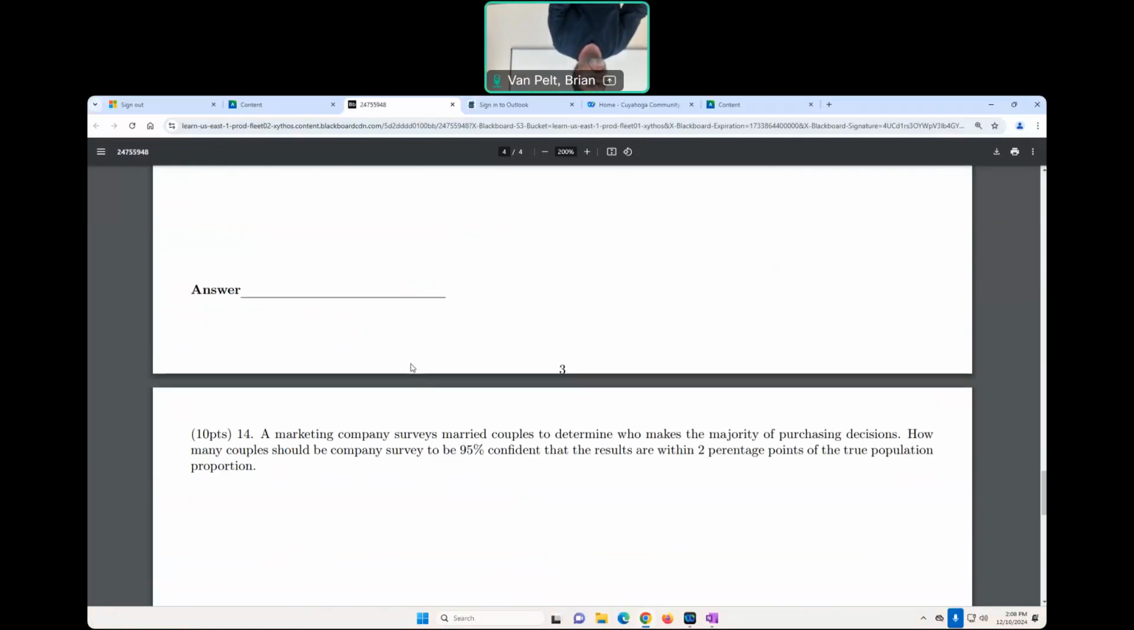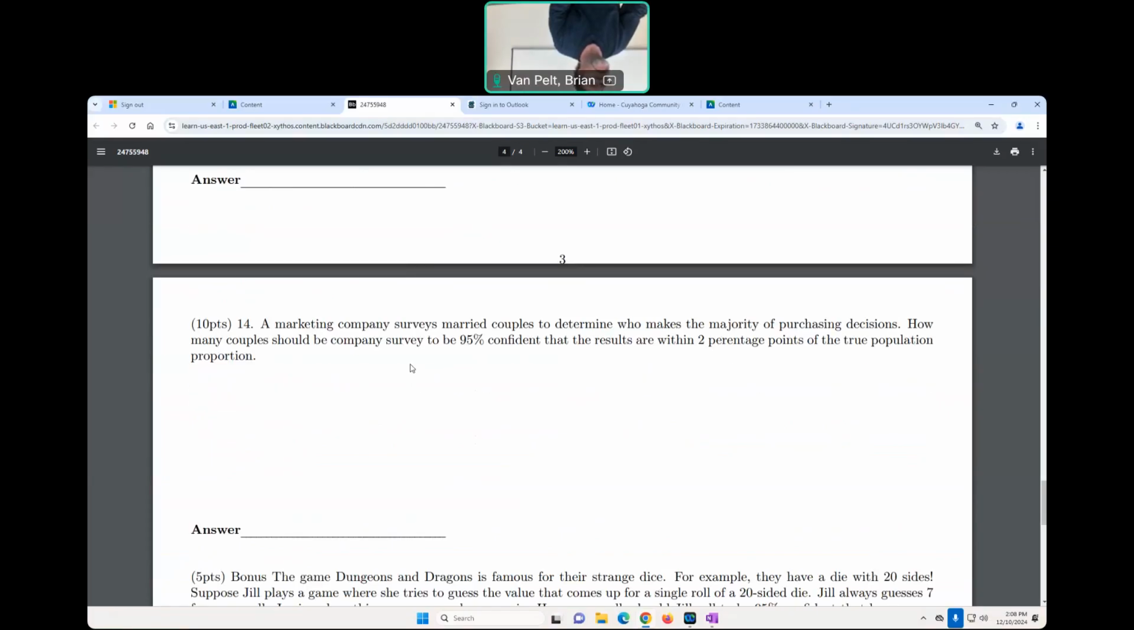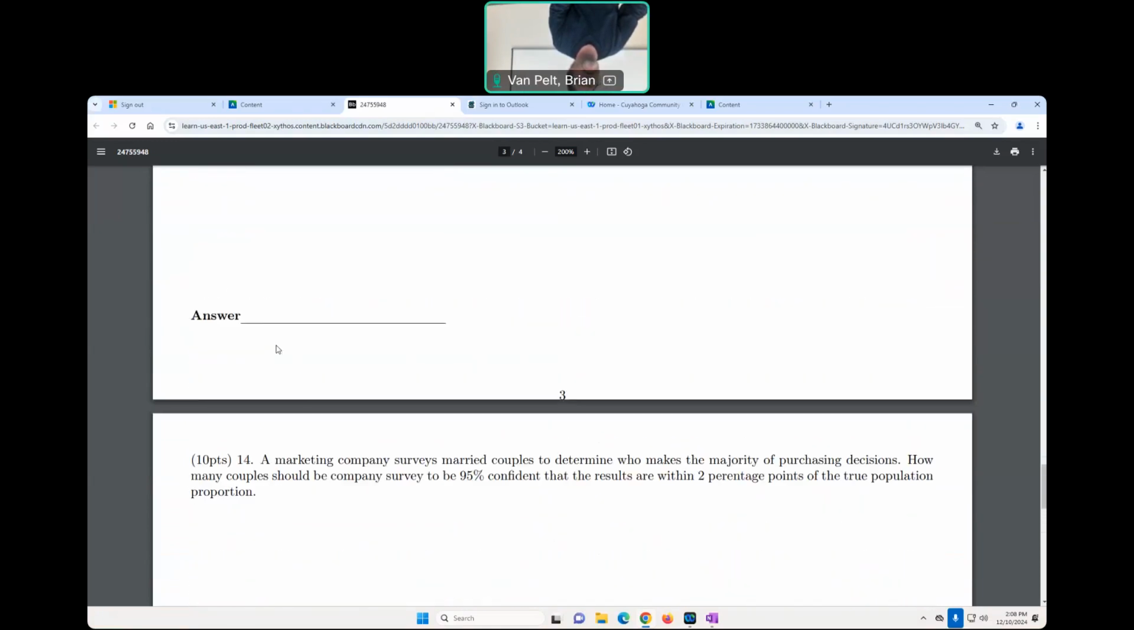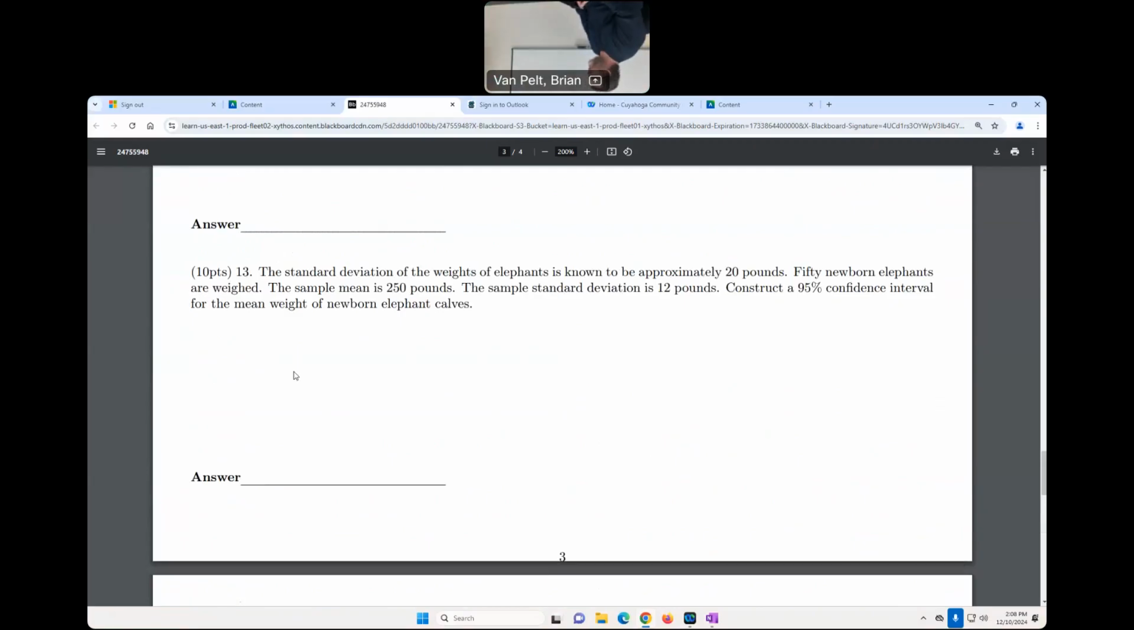The next one on here, I don't ask how many, so I don't have you figure out an N. All right, so that number 14 is not going to be on there. All right, so that's the material for the exam.